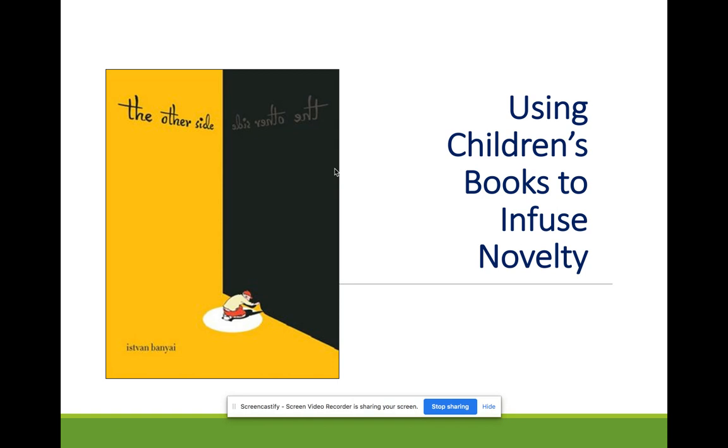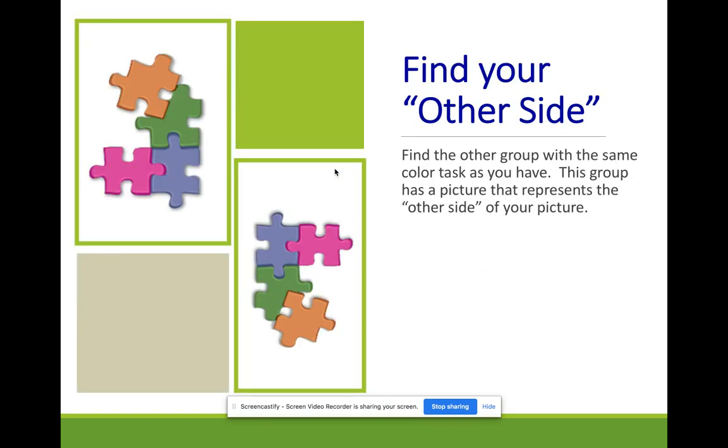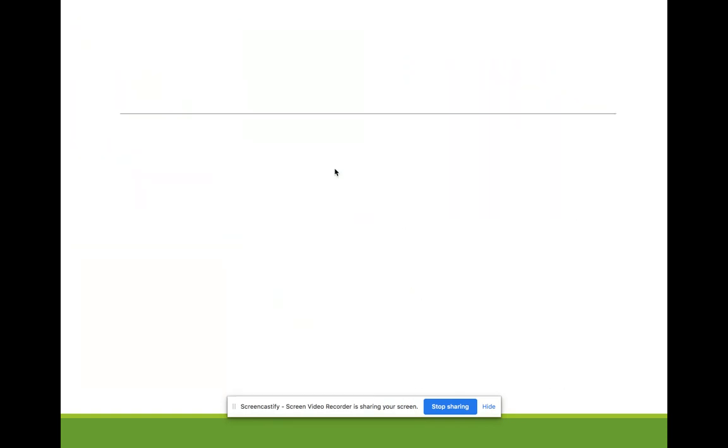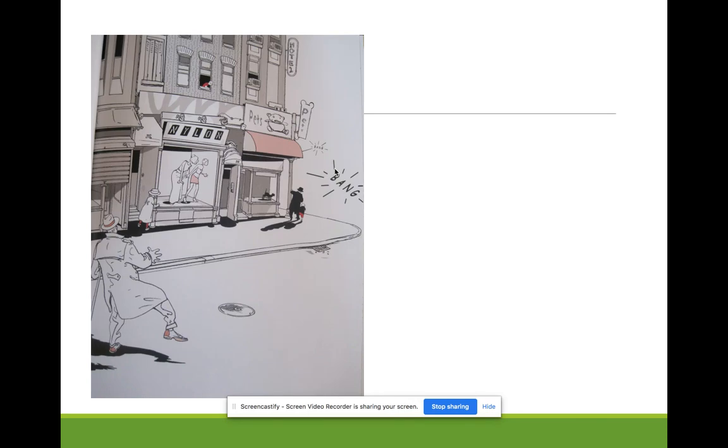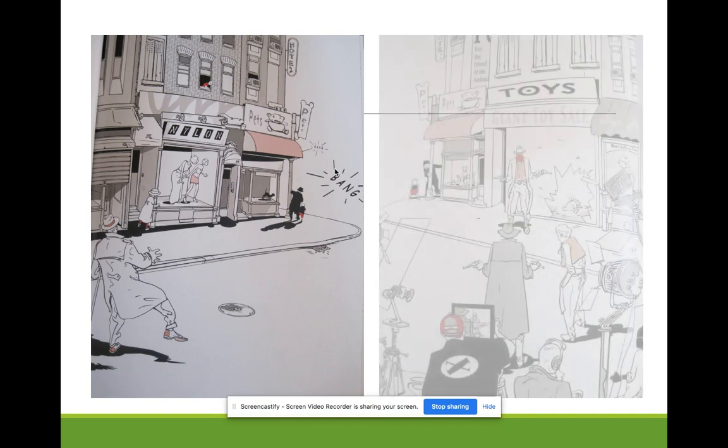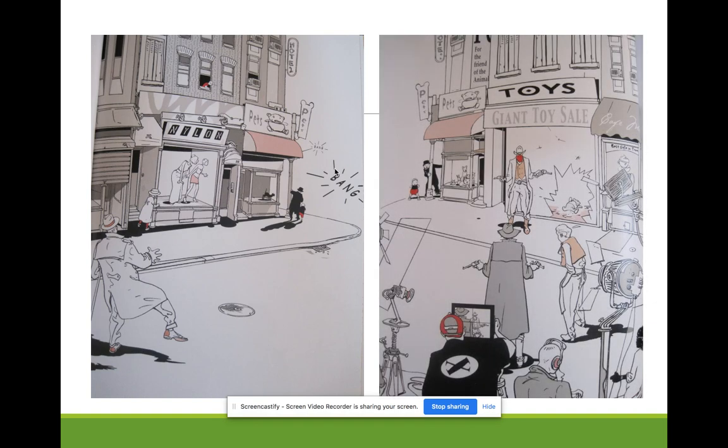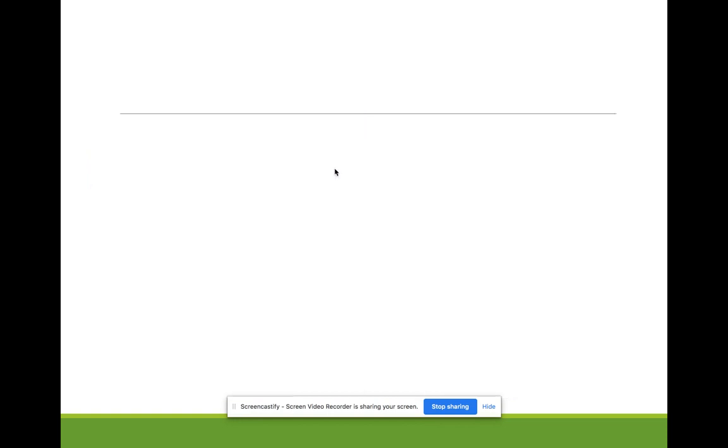You can use children's books to infuse novelty. This is something that I did with kids. This book is about perspective. What do you think is going on here? And they would write it. Meanwhile, on the other side of the room, another group had the other side, and they were writing what was actually going on. Then they put together their two pictures and descriptions and saw that perspective was different depending on where you were, what part of the action you saw, what side of the corner you were on.